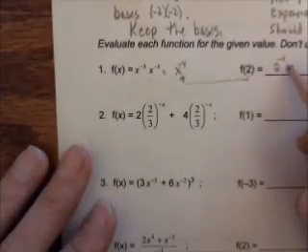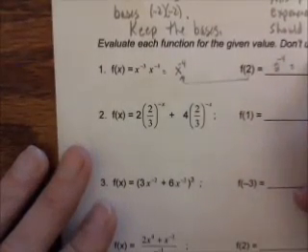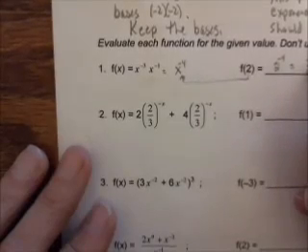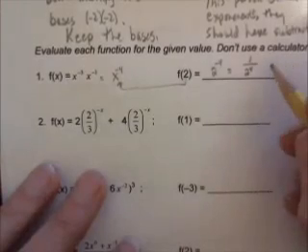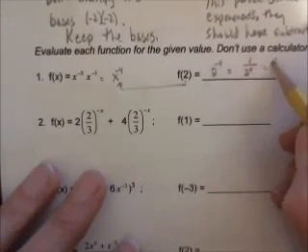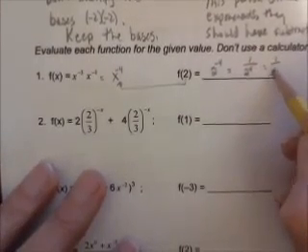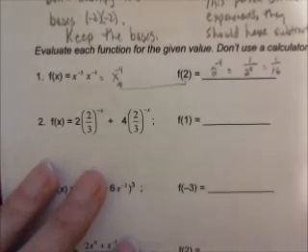Well, 2 to the negative 4, if you remember, a negative exponent turns into a fraction, 1 over 2 to the positive 4. And 1 over 2 to the 4th, well, 2 to the 4th is 16, so 1 over 16 would be the final answer.